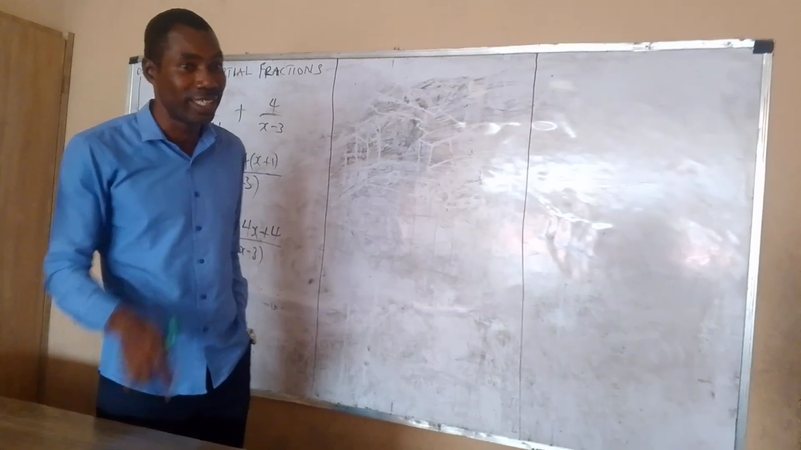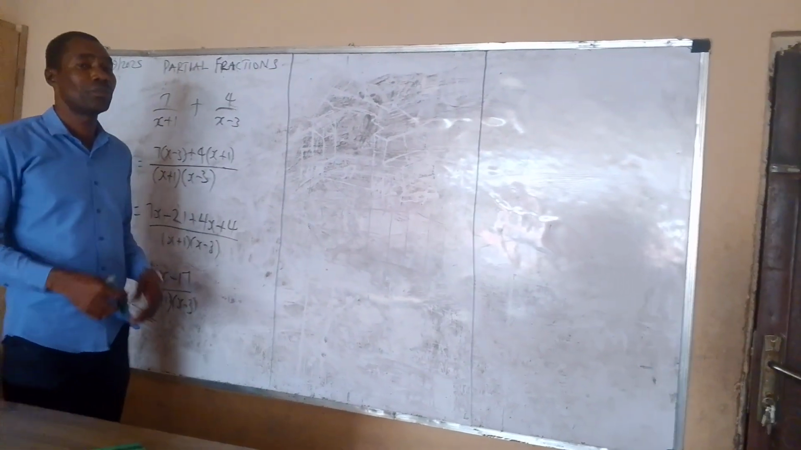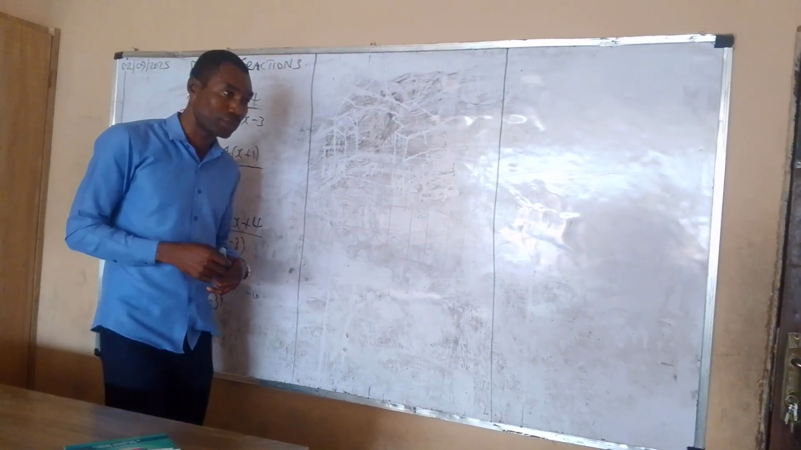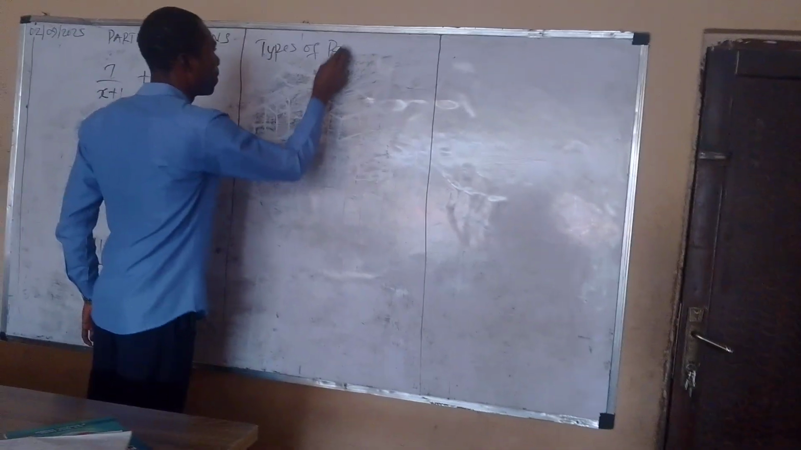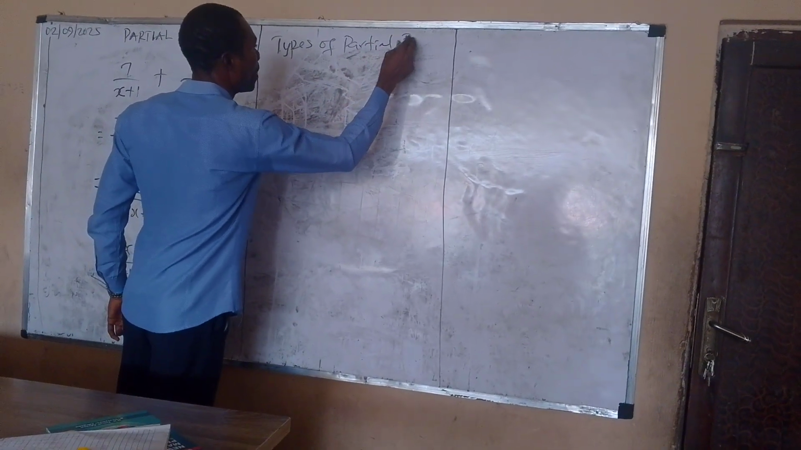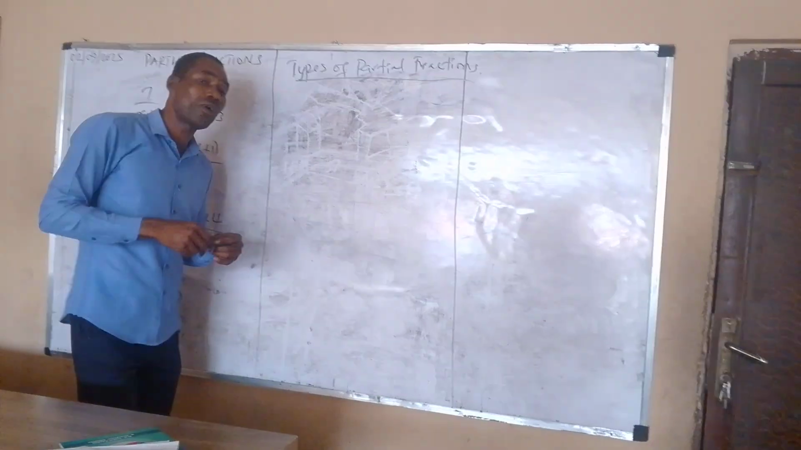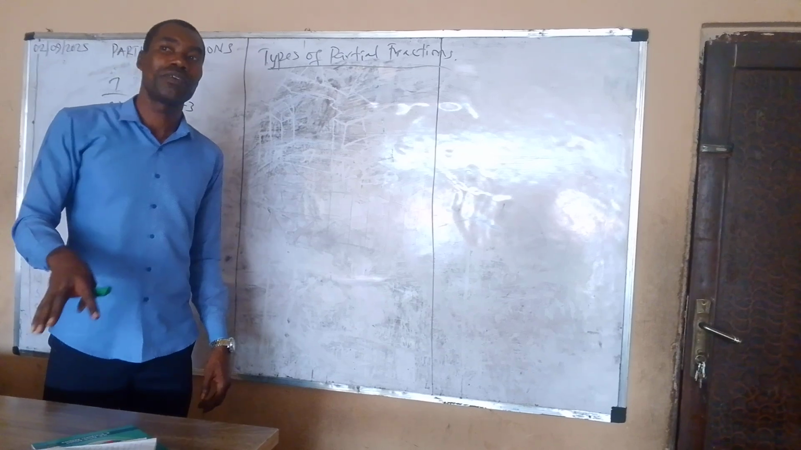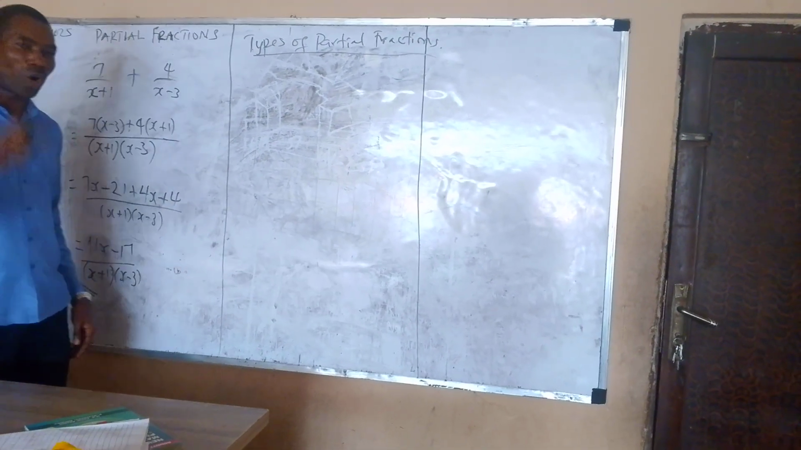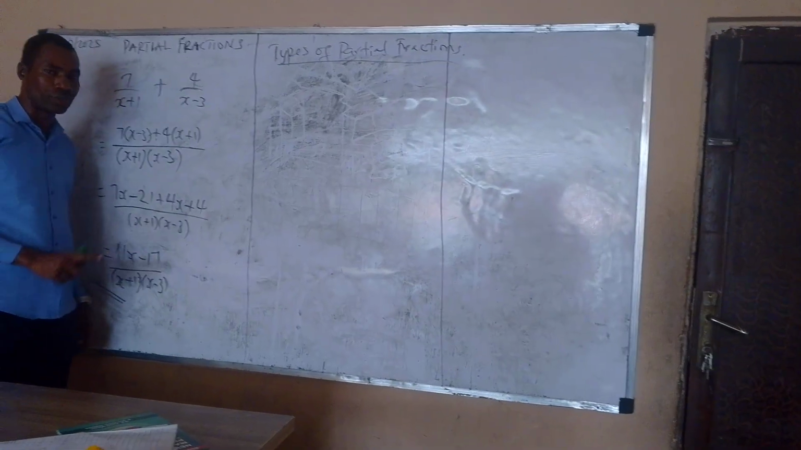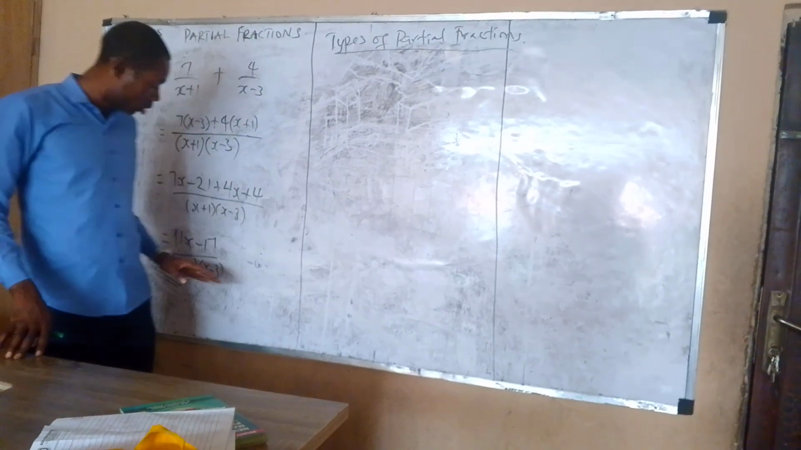Now, before we take examples, you must know that partial fractions has 4 types. Types of partial fractions. There are 4 basic types of partial fractions. Partial fractions are classified based on the factors in the denominator. The numerator has no issue in this matter, just the denominator.